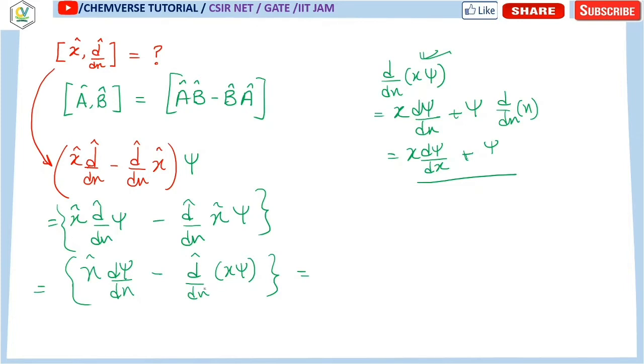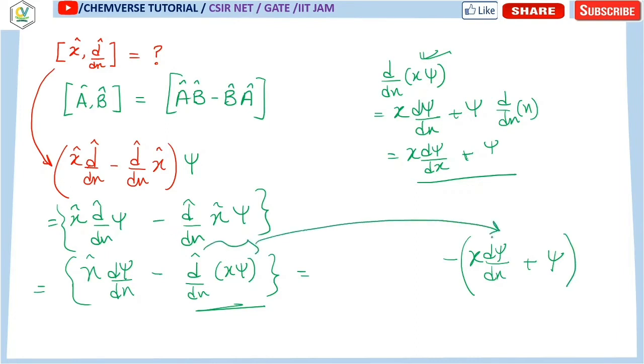So d/dx of xψ has a value of x dψ/dx plus ψ. So I am putting it over here. This is basically the d/dx of xψ. So here we get x dψ/dx plus ψ. Now there will be a negative sign, so I am putting the negative sign. Now x means just multiply with the x operator, nothing but the multiplication with x. So it is basically your x dψ/dx. Clear?